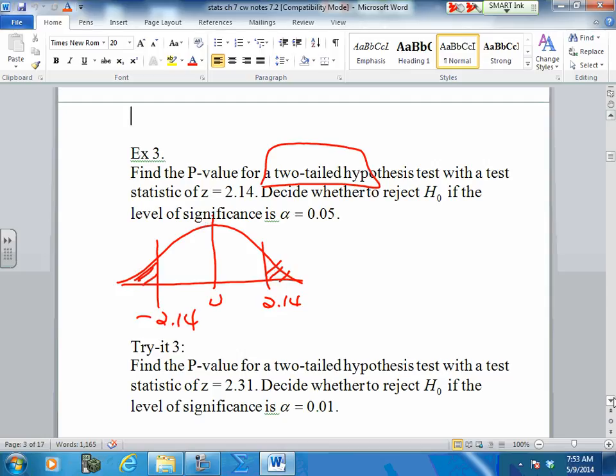All right, so let's look up negative 2.14 on your table and tell me what you get. Good. These are both exactly the same. So in a two-tailed test, you're going to take one of them and multiply it by 2. Your probability doubles, doesn't it? Because you have a tail on the left and a tail on the right that has the same area that it covers. So we multiply it by 2.